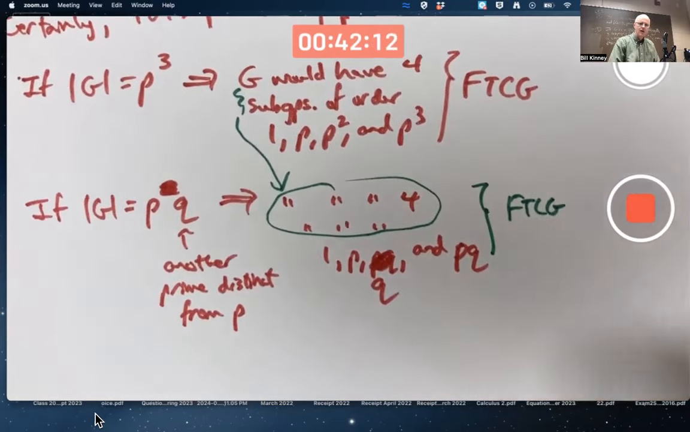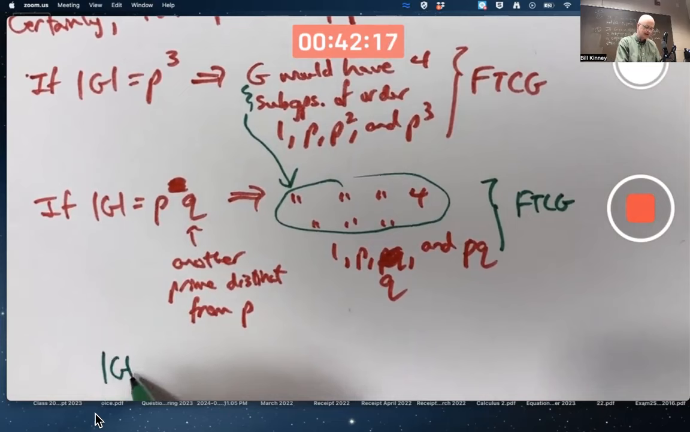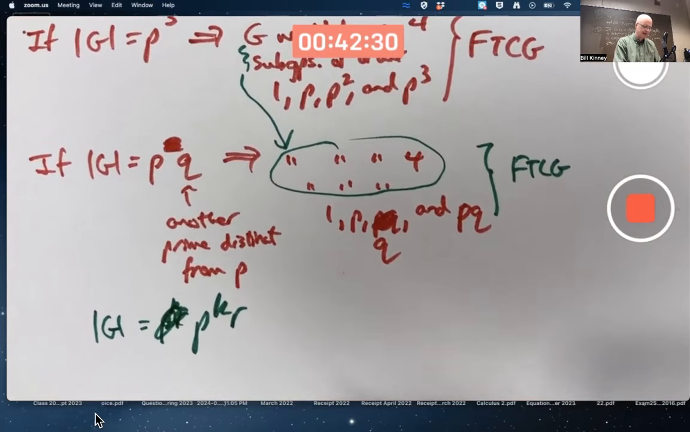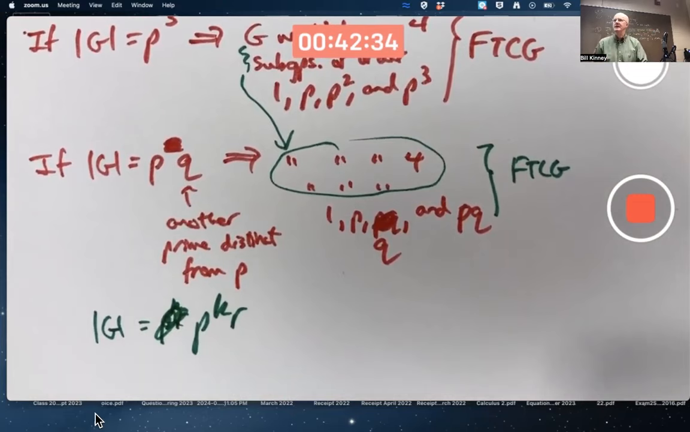What if the order of G was even bigger? What if the order of G was P times R, or P to the K times R, where K is bigger than 1, say, and R doesn't have any prime factors involving P, but could have a bunch of other prime factors, even bigger. Okay, you're going to have even more subgroups.